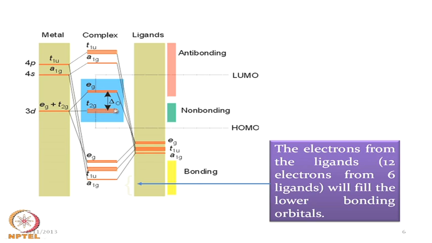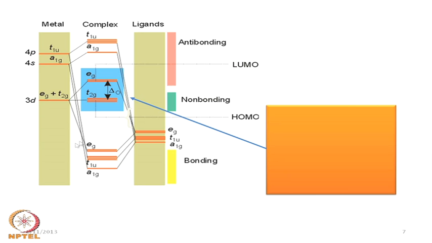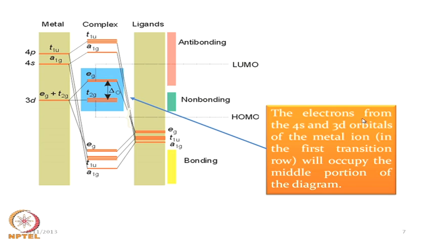The pure metal orbitals, having only the metal D character, are filled in the T2G level, and we have only the corresponding p orbitals, which can be considered as the p star level from the ligand side, or the Eg star level, which will be our good acceptor level. So, we have basically leveled the entire part for the donor and the acceptor level, and we have filled this particular level with the 12 electrons from the ligand side, and the electrons from the 4s and 3d orbitals of the metal side in the first transition row will occupy this middle portion of the diagram.